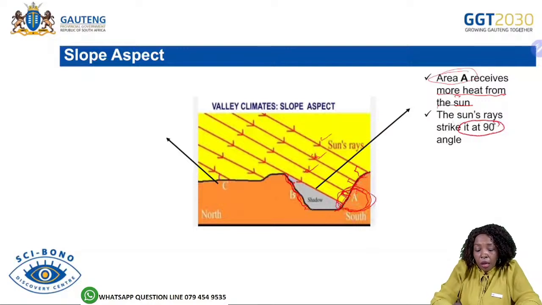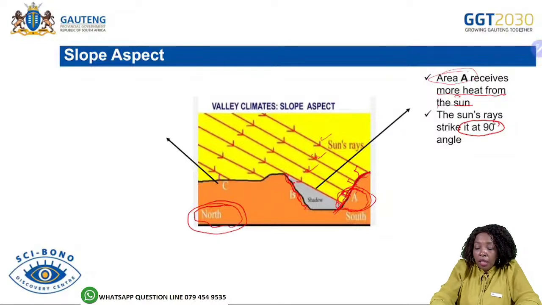And then also what you need to take note of here is that this particular slope that we are talking about is facing the north. So we are talking about a slope that is facing which direction? It is facing the north.